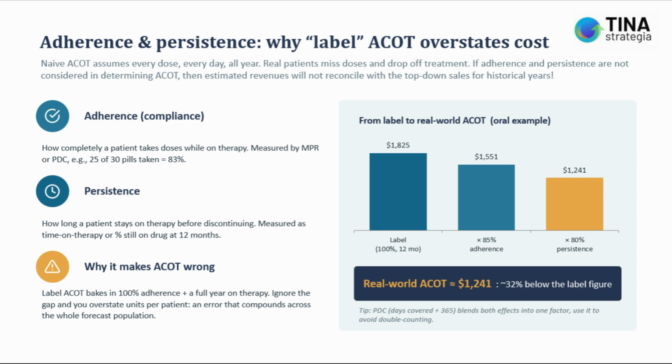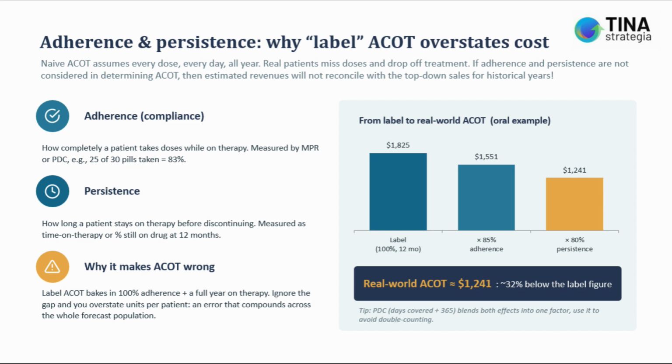Now, why does ignoring these make the ACOT wrong? Look at the chart. We start with our label figure, the $1,825 from the oral example, assuming 100% adherence and a full 12 months. Then we apply a realistic adherence of 85%. That brings it down to about $1,551. Then we apply persistence. Say patients are on the drug only about 80% of the year on average, and it drops again to about $1,241. That's roughly 32% lower than the label figure. Nearly a third of the cost, and therefore nearly a third of the revenue, would simply be wrong if you'd stuck to the label number.